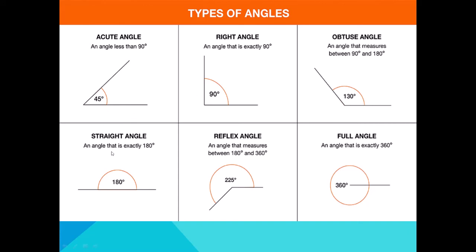Next one, straight angle. An angle that measures exactly 180° is called a straight angle. Next one, reflex angle. An angle that measures more than 180° and less than 360° is called a reflex angle. Next one, full angle or complete angle. An angle that measures exactly 360° is called a full angle or complete angle.